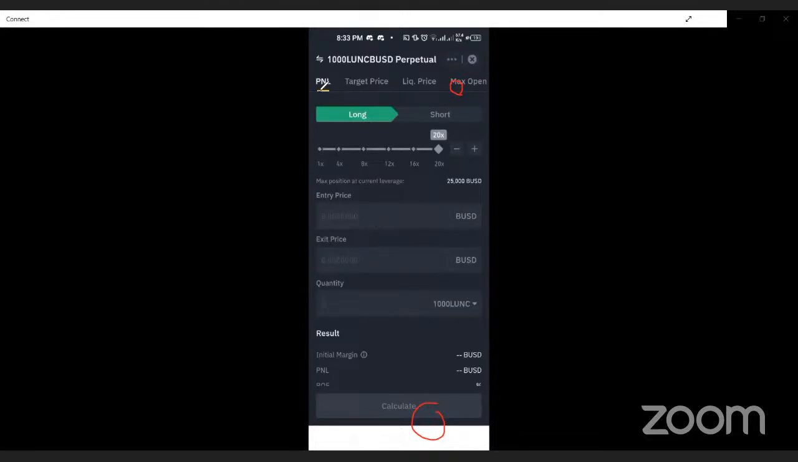You have the PNL, you have the target price, you have the liquidation price, the max open. Okay, so if I slide it to the right or to the left, sorry, you equally have the open price. All of those details are here. Everything I just explained, that is how you access that on the phone. Okay. All right. So I just wanted to share that so that you get it clear.